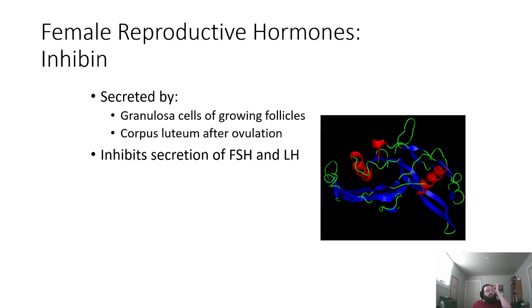The final hormone I want to talk about is inhibin, which is secreted by granulosa cells of growing follicles prior to ovulation, and after ovulation by the corpus luteum. Its job is to inhibit secretion of FSH and, to a lesser extent, LH as well.